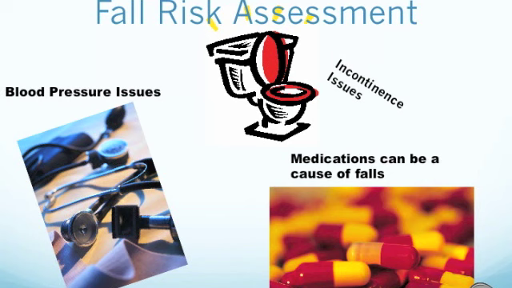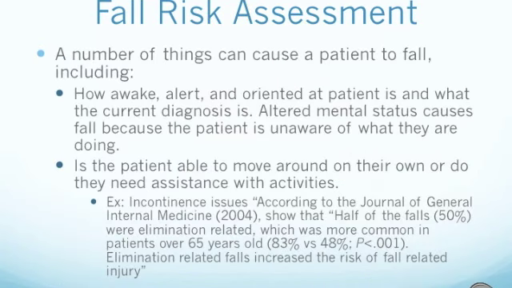A number of things can cause a patient to fall, including how awake, alert, and oriented a patient is, and what the current diagnosis is. Altered mental status causes falls because the patient is unaware of what they are doing. Is the patient able to move around on their own, or do they need assistance with activities, for example, incontinence issues? According to the Journal of General Internal Medicine, half of falls were elimination related, which was more common in patients over 65 years old. Elimination-related falls increase the risk of fall-related injury.